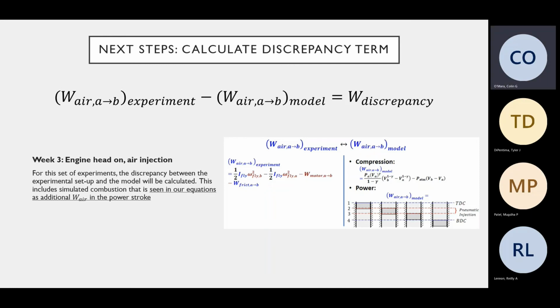The next steps for the team are to calculate the discrepancy term, which is found between the experimental and model value for the work done by the air. In week 3, we're going to be able to determine this because we'll have the simulated combustion by injecting the air, so there will actually be more work done in the power stroke than there was in week 2, and we will be able to determine this discrepancy term.